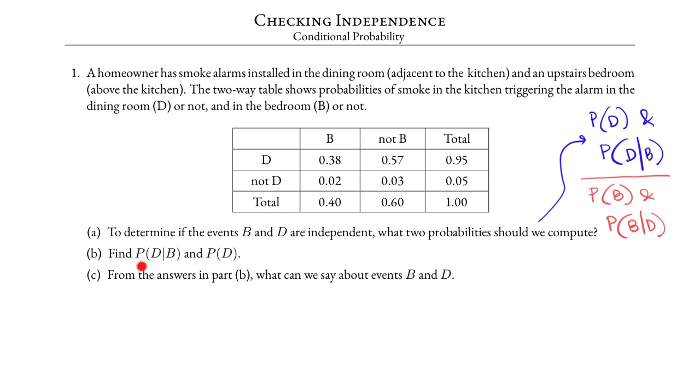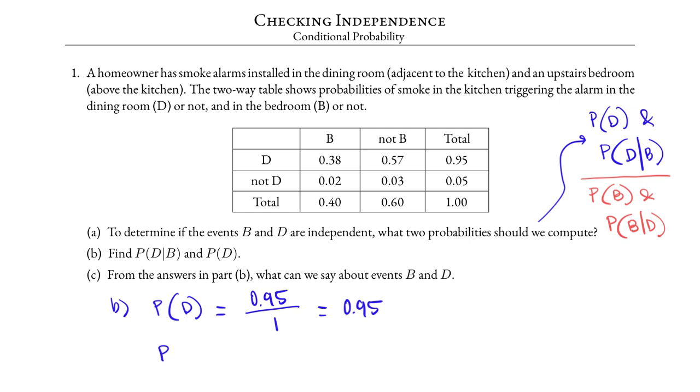And so for part B, find the probability of the event D given B and the probability of D. From the table, we see that the probability of D is 0.95. This is the D row divided by the grand total 1, which is 0.95, which is what we were given: the probability that the smoke in the kitchen triggering the alarm in the dining room is 0.95.